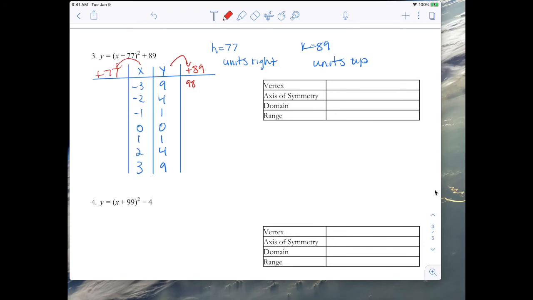We've got 98, 93, 90. You'll always see that there should be some symmetry in your y values. Okay, that's why it's symmetric, is because of the y values. Okay, and with the x values, 74, 75.